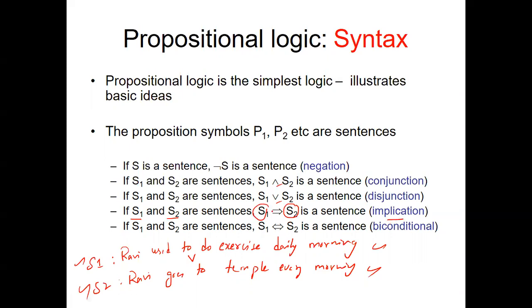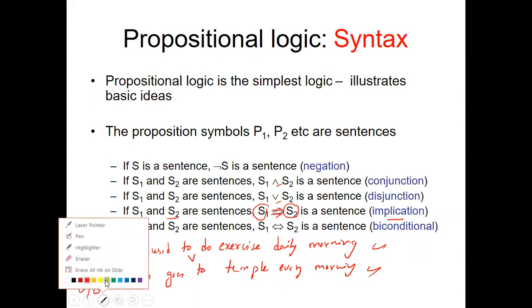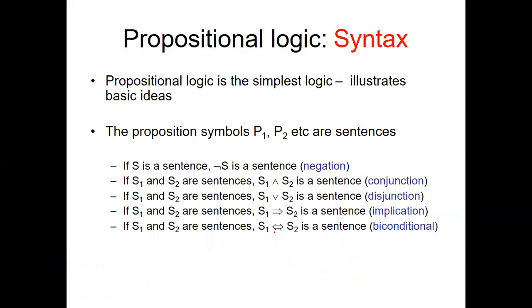So just now understand that S1 implies S2 is also a sentence. Then if S1 and S2 are sentences, then this is also a sentence. This is called bidirectional. So S1 implies S2 in the sense it says that if S1 is true, then S2 is true. That's all. It only tells us this information, nothing else. If S1 is true, then S2 is true. That's all it says. So whenever S1 is true, S2 will be true.